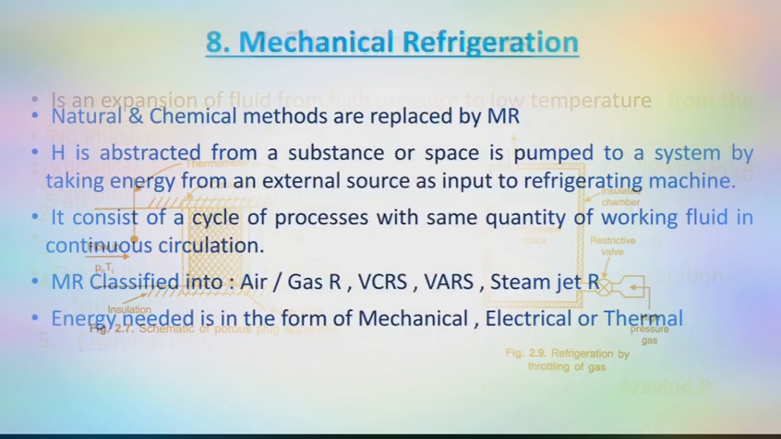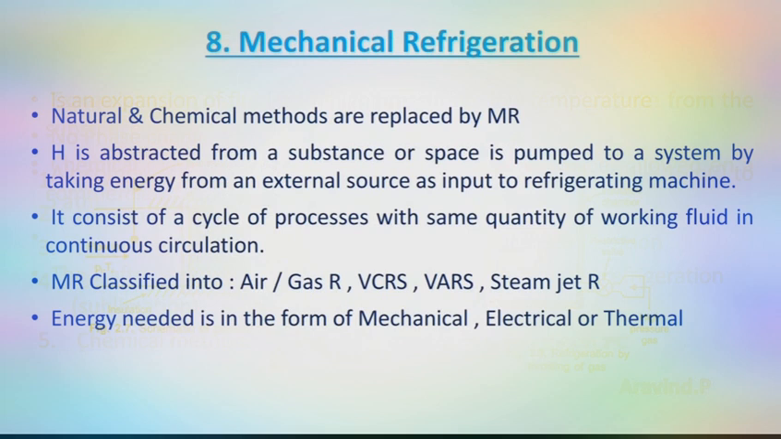So the next one is mechanical refrigeration. The natural and chemical methods were successfully replaced by mechanical refrigeration. In these methods, heat is abstracted from a substance or the space to be cooled and pumped to a system at a high temperature level, by taking energy from an external source as input to the refrigeration machine. This is simply our modern type of refrigeration system.